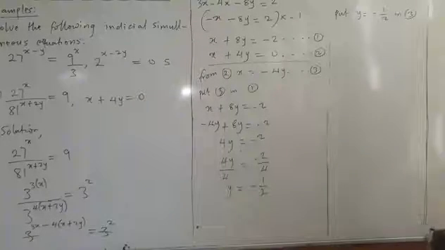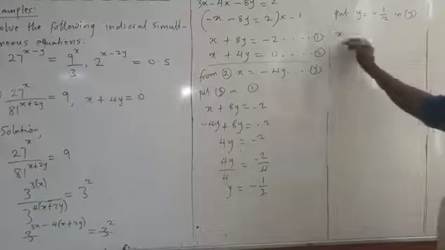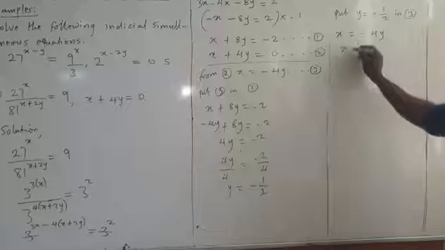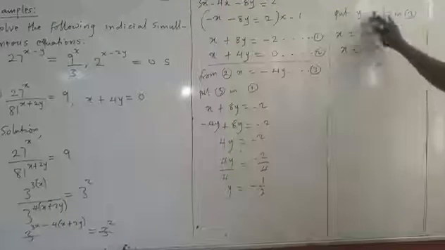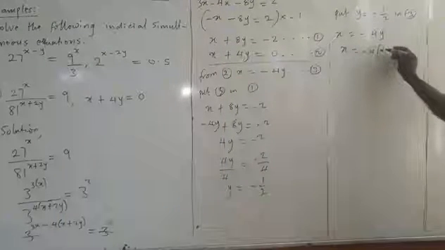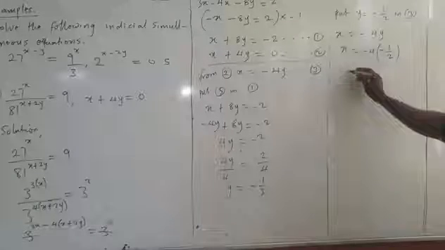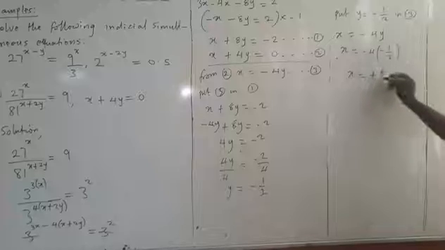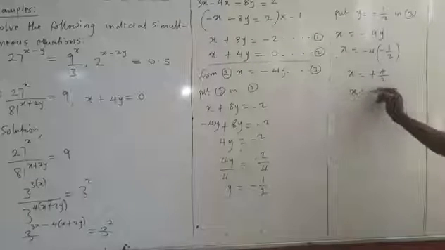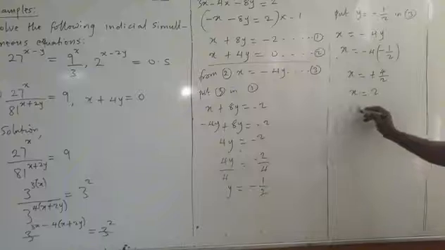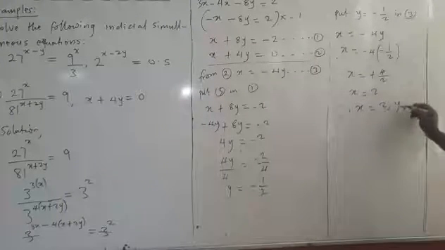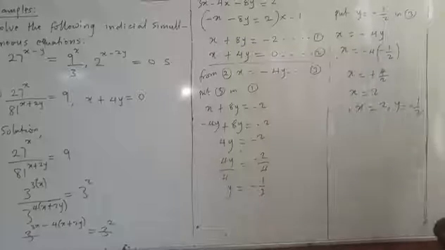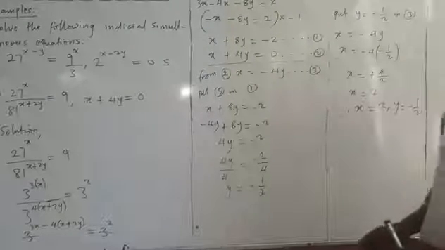That's to get the value of x. So equation 3 is x equals minus 4y. So x equals minus 4 times y, where y is minus 1 over 2. So minus times minus is plus, 4 times 1, 4 all over 2. So x is equal to 2. So it means when x is equal to 2, y is equal to minus half. So that is that on question number 2.